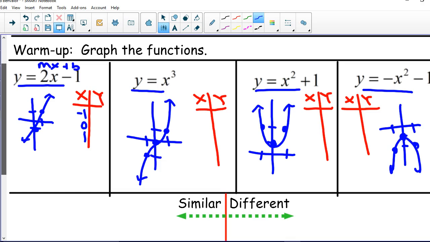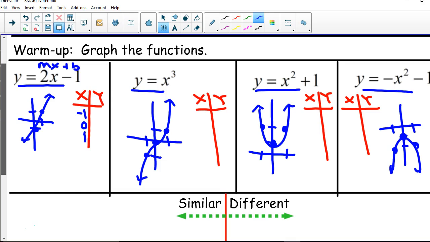I think I heard someone talking about the exponents. Did anyone talk about the exponents? I'm forgetting the term. It's an exponent. The degree. Yeah, the degree. What do you notice about these exponents compared to these exponents? Yeah, we have odd degrees and we have even degrees.